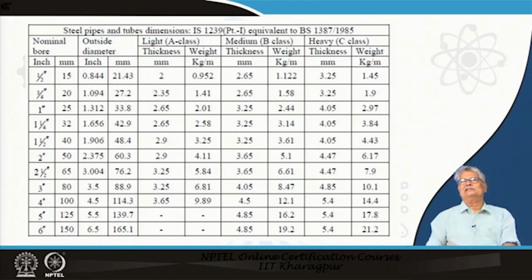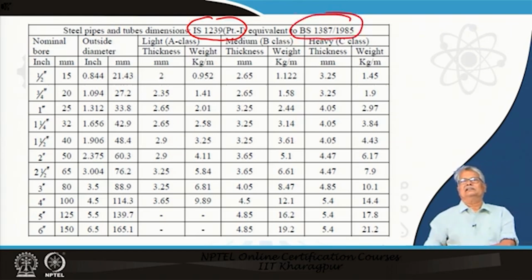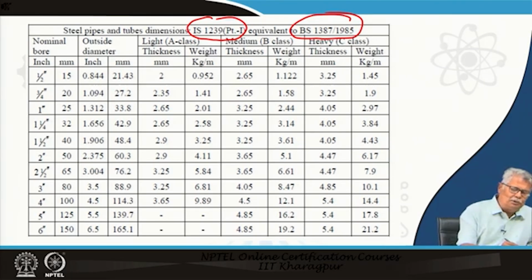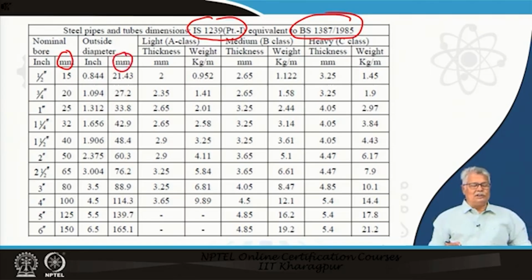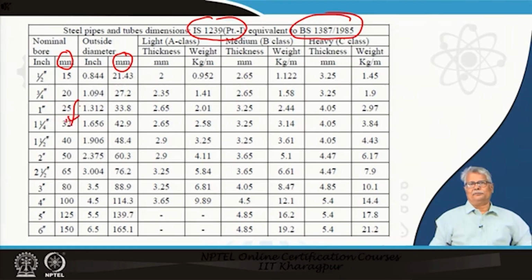Now, I talked about the standard. Here the standard is IS 1239, which is equivalent to its corresponding British standard here. There are three grades: light, medium and heavy, class A, class B and class C, and they are sized according to the nominal bore. Incidentally, the IS code specifies the nominal bore in terms of millimeters. So, you will see here the nominal bore is 15, 20, 25 and so on.